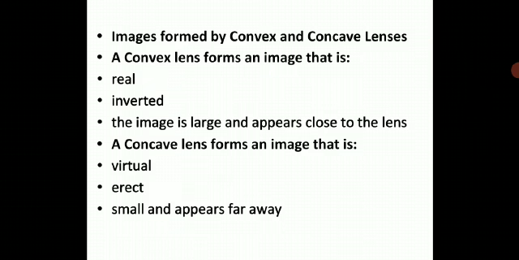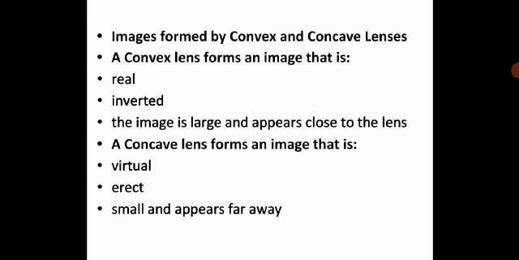Now let us see images formed by convex and concave lenses. How do they form an image? A convex lens forms an image that is real and inverted. That means the image is inverted, which is why it is a real image. The image is large and appears close to the lens. Please take down this extremely important point: the convex lens always forms a real, inverted image, and the image is large and appears closer to the lens.